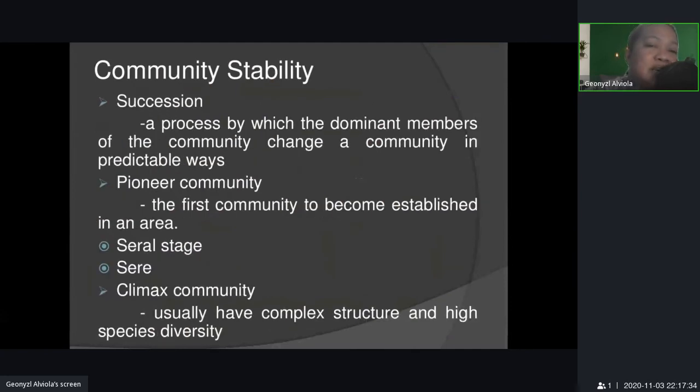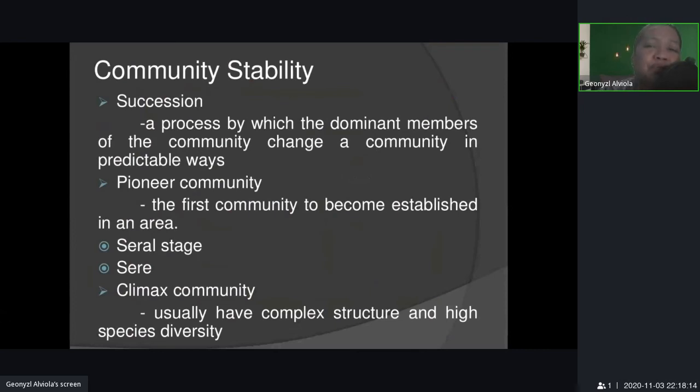Community stability. When we say community stability, the environment must have undergone succession. But an environment that undergoes succession also arrives at certain stages, like the serial stages, primary, secondary, and community level. So in community stability, for example, the environment is barren, no plants, totally empty. We have only the soil.